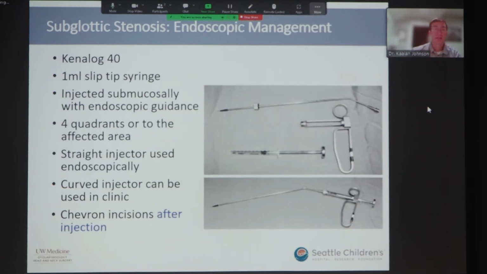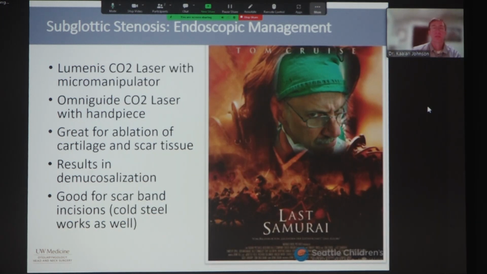And Kenalog injections can be critically important for endoscopic management, in my opinion. Inject first and then do your chevron incisions and balloon dilation. This is another of my mentors. After my time in Cincinnati, I worked with Andy Inglis before he retired. He was the last CO2 laser samurai. He did so much work with the laser. But don't forget that as a great option, both for incisions and also for debulking laser.